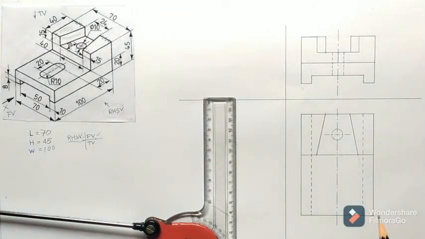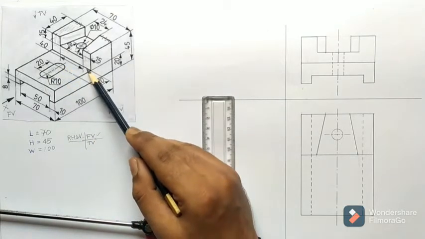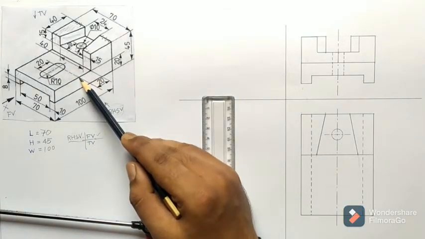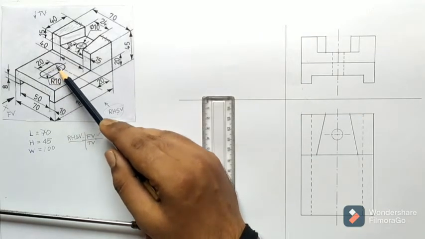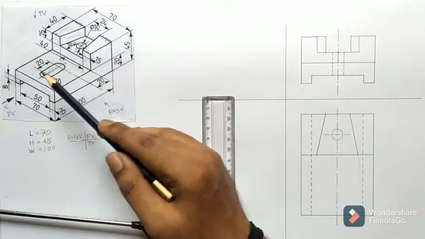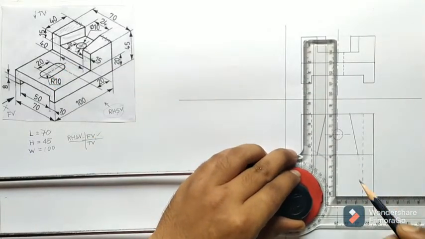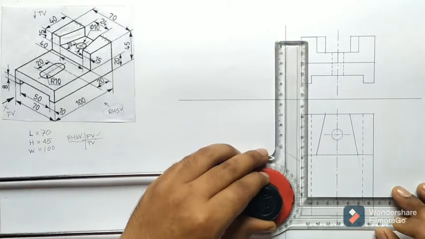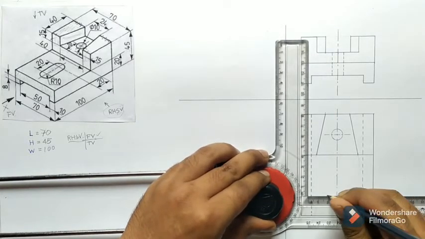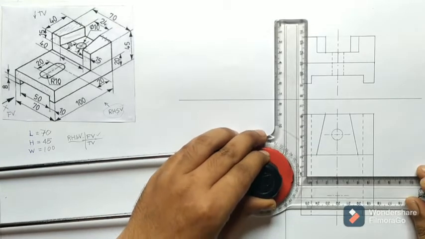Okay. Now, next thing, this one. So see the dimensions. From this edge, 20 mm, again 20 mm. So I need to mark these two center lines. So I'll mark here 20 mm. I'll mark a single point. After 20 mm, I'll mark a single point. Now, in this way.